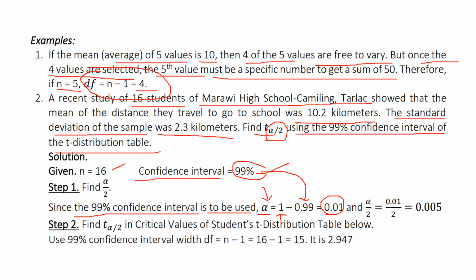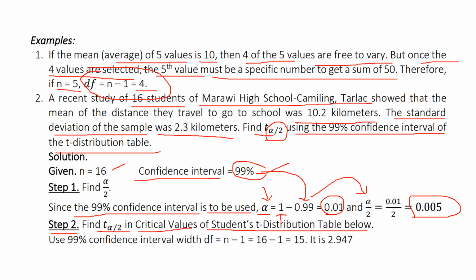Now, after getting the value for your alpha from 1 minus CI, your alpha over 2 is equal to 0.01 over 2. Because we're asked to find the value of your alpha over 2, that will be equal to 0.01 over 2, or simply equal to 0.005. So the value for your alpha over 2 is equal to 0.005.